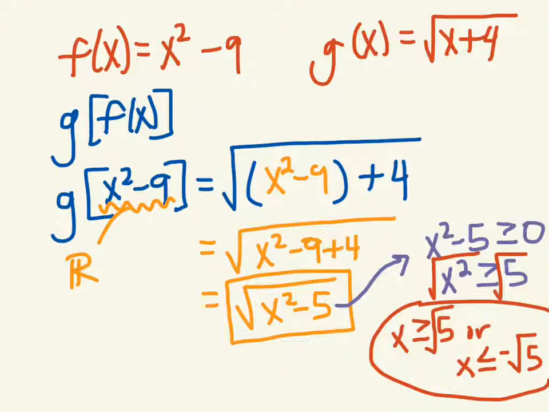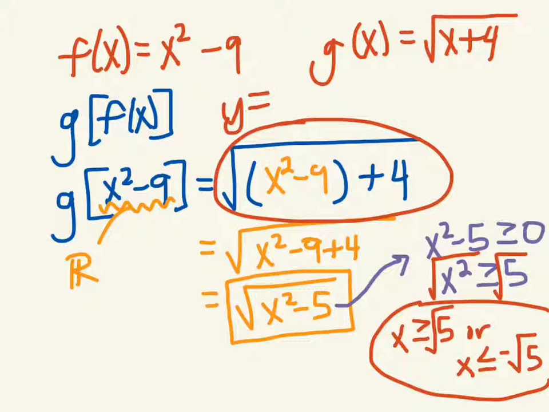And you can look at your picture. If you graph this in y equals in your calculator, you'll see that you have some errors in between where square root of 5 and negative square root of 5 are. But outside of those values, so bigger than radical 5 or smaller than the negative radical 5, you'll see that you have points that you can actually plot. So hopefully that helps with composition of functions.